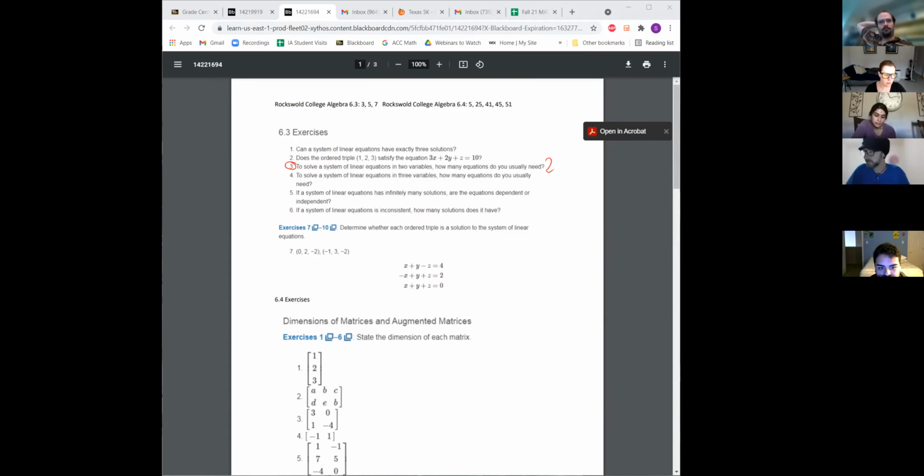Is it dependent? If a system of linear equations has infinitely many solutions, then they're dependent. Good, because that means they are the same line. Oops, sorry. I'm just freaked out. Okay. Dependent. They're the same line. All right. Somebody else from group 1, can you help with number 7?